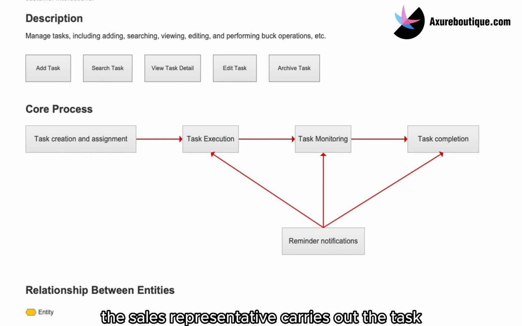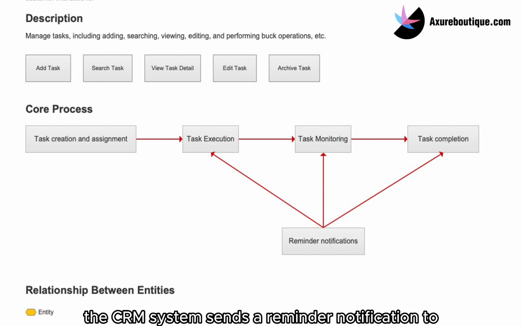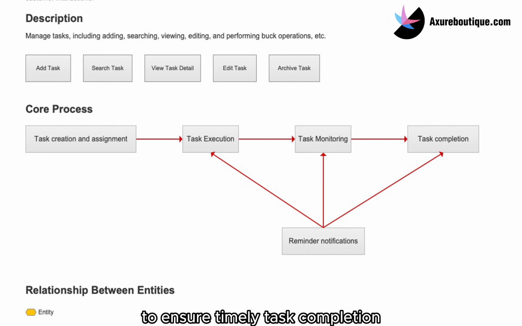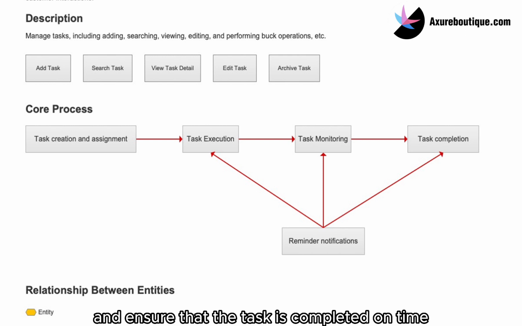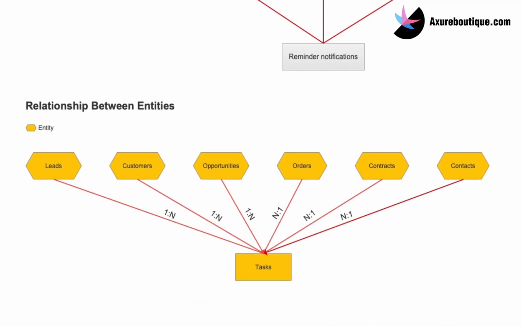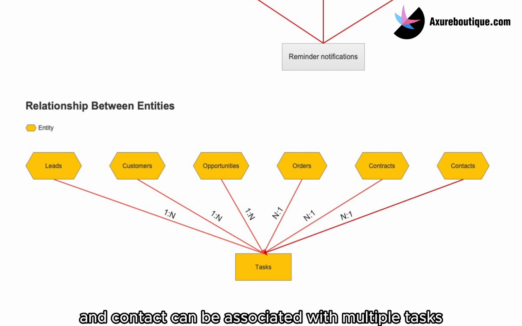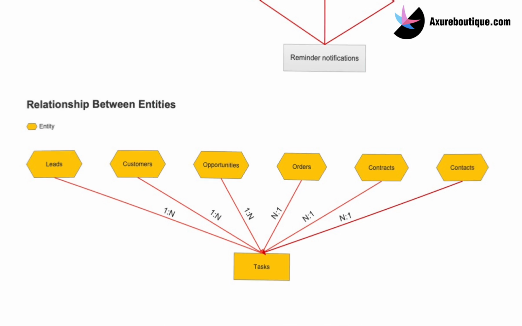The sales representative carries out the task, conducts the product demonstration with the potential customer, and records the results in the CRM system. At the set reminder time, the CRM system sends a reminder notification to the sales representative to ensure timely task completion. The sales manager can monitor the progress of the task in the system at any time and ensure that the task is completed on time. A lead, customer, opportunity, order, contract, and contact can be associated with multiple tasks. They have a one-to-one relationship.